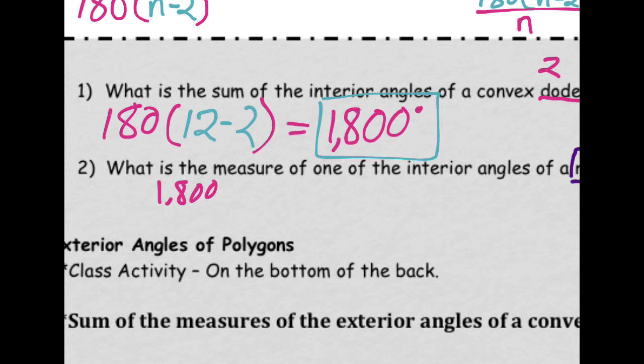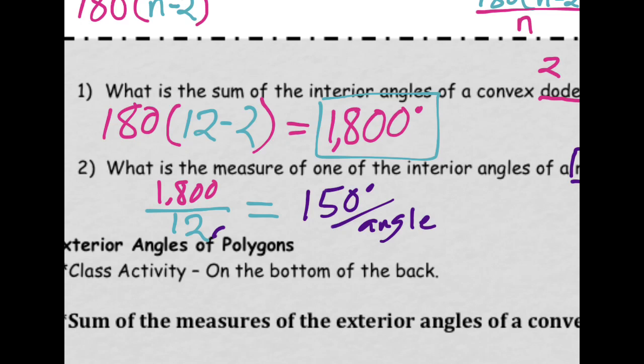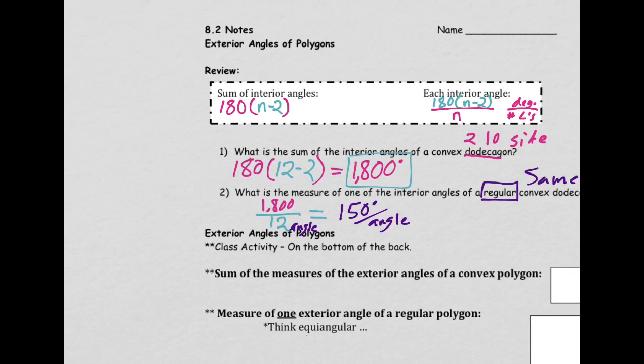And then I'm going to divide it by the number of sides, or the number of angles, really, in this dodecagon. The number of angles is 12, right? So I'm going to divide it by 12. And so the answer for that is 150 degrees per angle. Remember, there are 12 angles here. All right. Just as a reminder, this is where I got that equation.